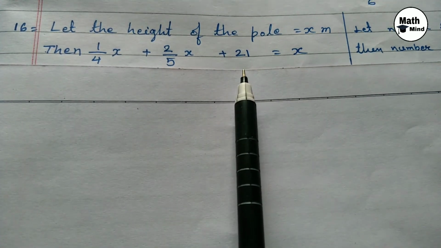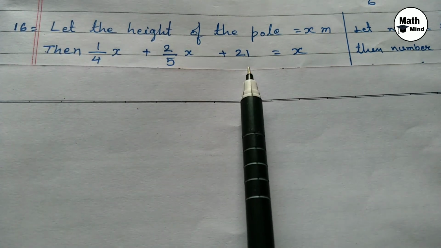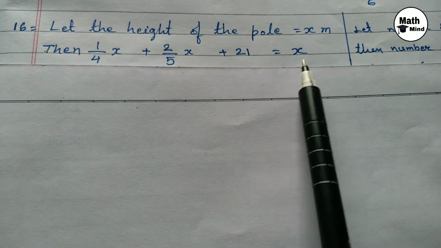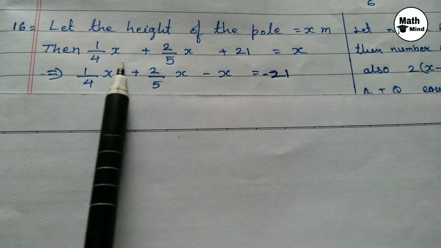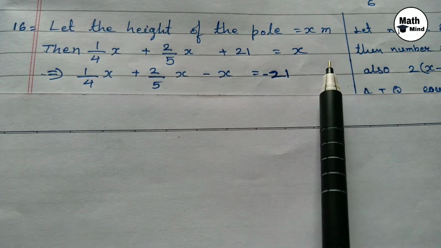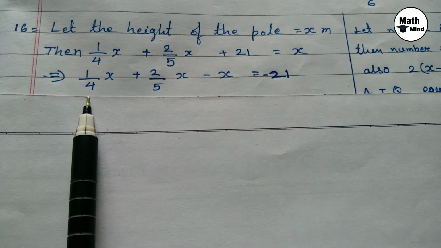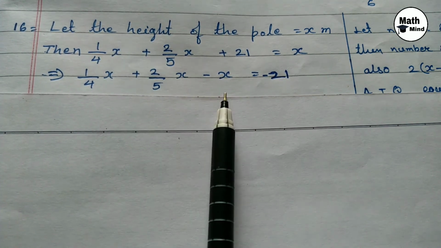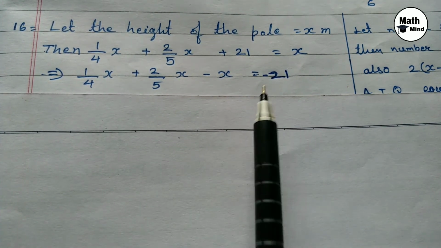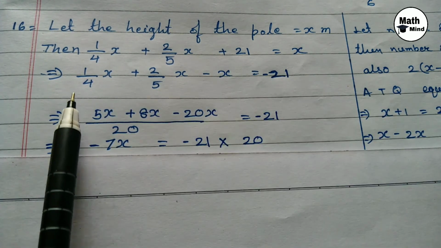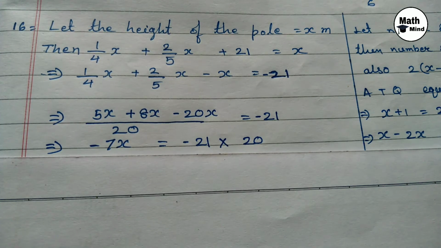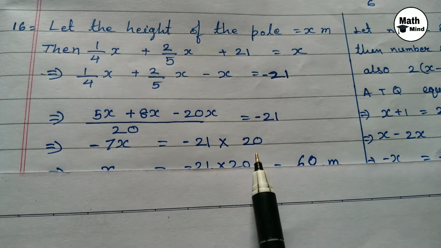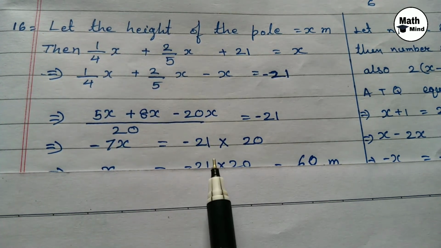Adding all parts, the height of the pole is equal to the total height, that is x meters. Taking all variable terms to the left hand side and the constant term to the right hand side, we get 1/4x plus 2/5x minus x equals minus 21. Adding on the left hand side, taking common denominator 20, 5x plus 8x minus 20x by 20 equals minus 21. Taking 20 to the right hand side, minus 7x equals minus 21 into 20.